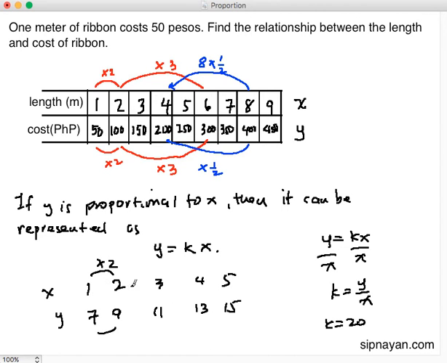So ito lang yung definition. By the definition, dapat pag nagdoble yung value ng x, dapat magdodoble rin yung value ng y. Here, nagdoble siya, but the y, hindi naman siya nagdoble.